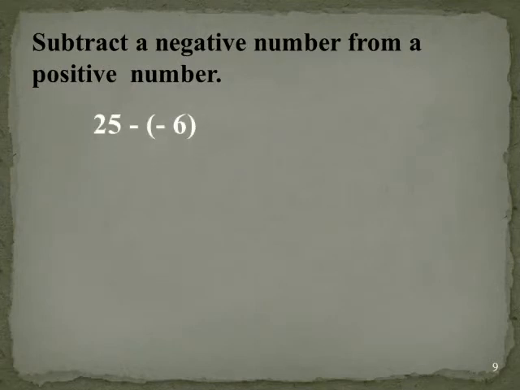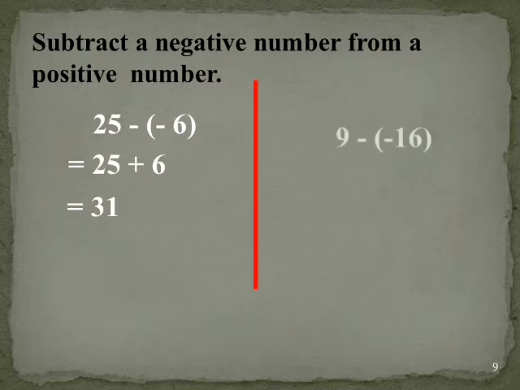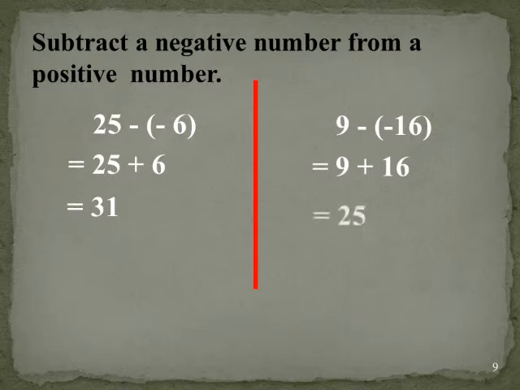So, what did we discover? We discover that if we have a negative and a negative, it's like adding whatever the number is inside the brackets. So in this case, 25 take negative 6 is the same answer as 25 plus 6, which is 31. Consider another one. 9 take negative 16. That's the same as 9 plus 16, which is 25.